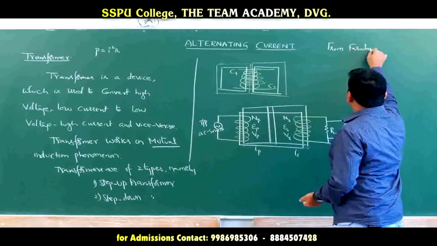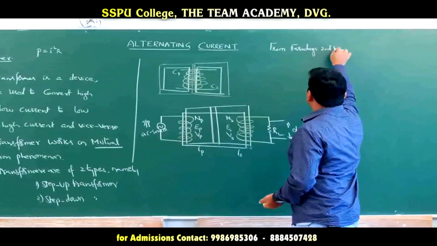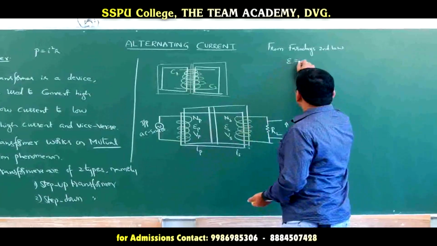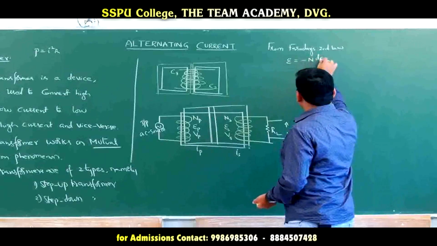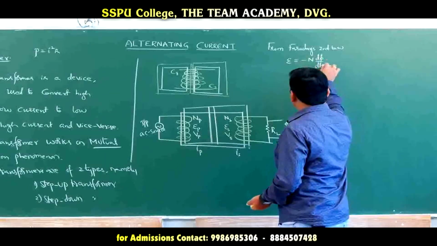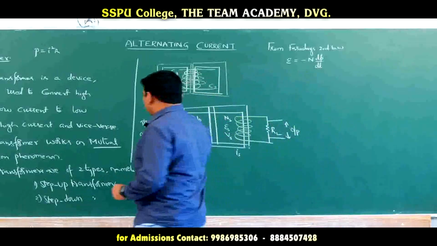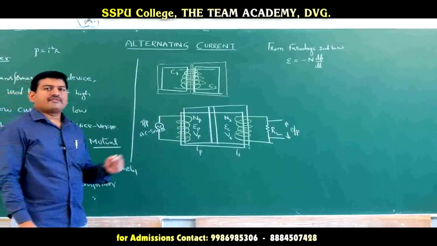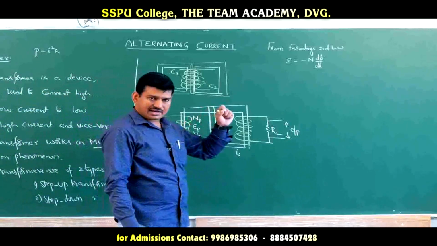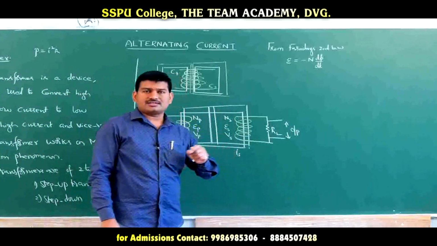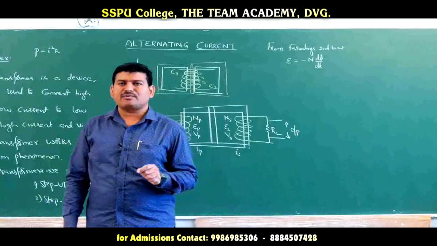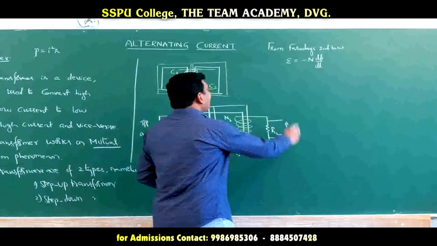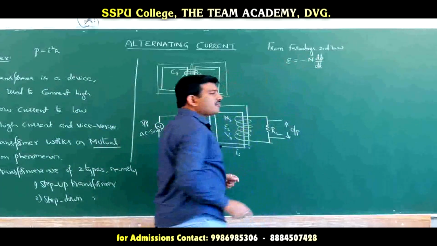From Faraday's laws of induction, or Faraday's second law, I have that the induced EMF is equal to minus N into d phi by dt, where phi stands for the flux linked with each turn and N phi stands for the flux linked with the entire coil. If N is the number of turns and phi is the flux linked with each turn, then the total flux linked is the flux linkage, and flux linkage is equal to N phi. Now from Faraday's second law, we know that EMF is equal to minus N into d phi by dt.